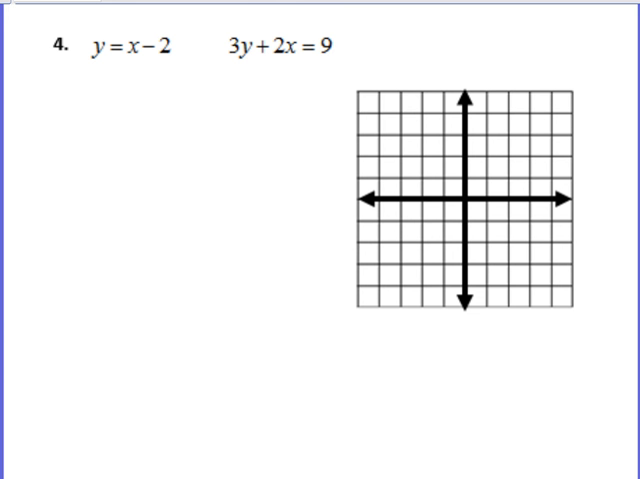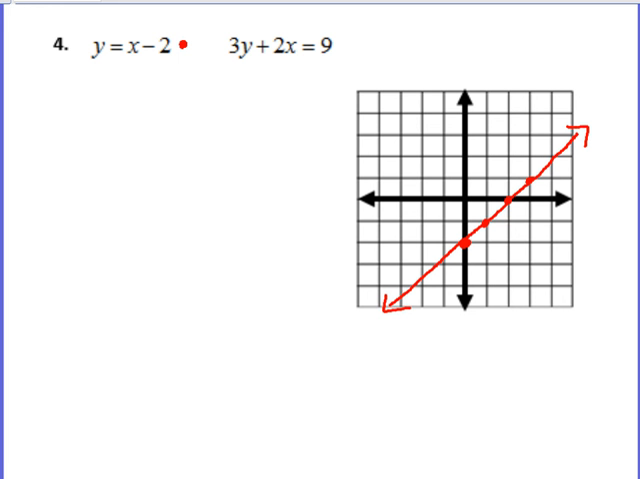All right, here we have example 4. So again, I'm going to graph both of these lines. So if I start with this one, y equals x minus 2, I have a y-intercept of negative 2 and a slope of 1. So up 1 over 1, up 1 over 1, up 1 over 1. All right, there is my first equation.